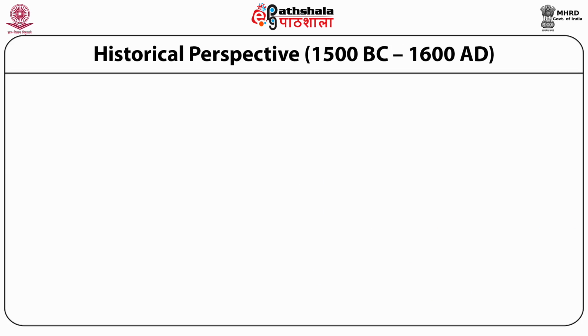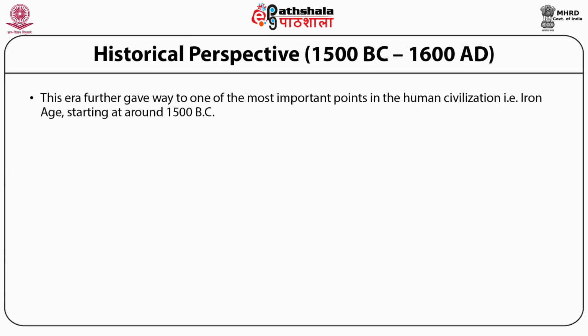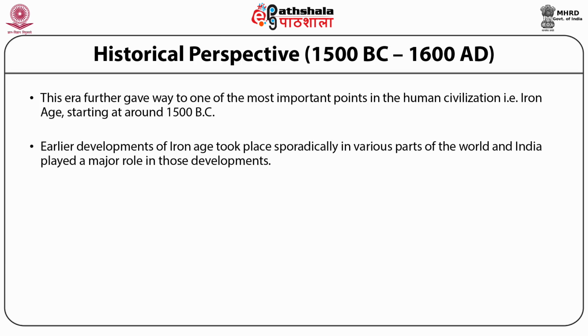Historical perspective from 1500 BC to 1600 AD. This era further gave way to one of the most important points in human civilization, that is, the Iron Age, starting at around 1500 BC. This era paved the way towards the development of the most important engineering material mankind has seen, called steel. Earlier developments of the Iron Age took place sporadically in various parts of the world, and India played a major role in those developments. One of the finest examples of the Iron Age is the Iron Pillar, currently located in Delhi, which has stood the test of time since the 4th century CE.